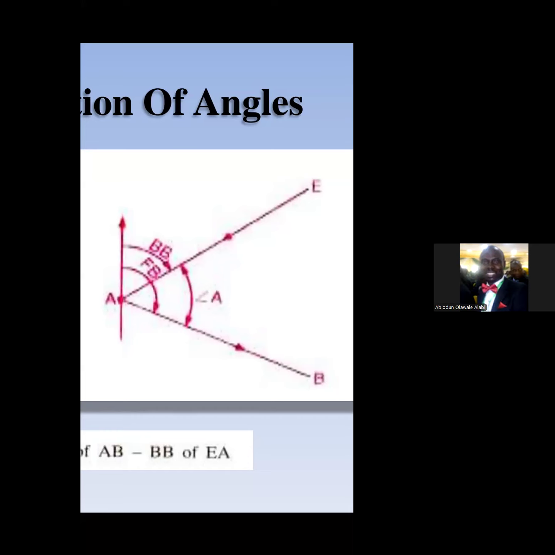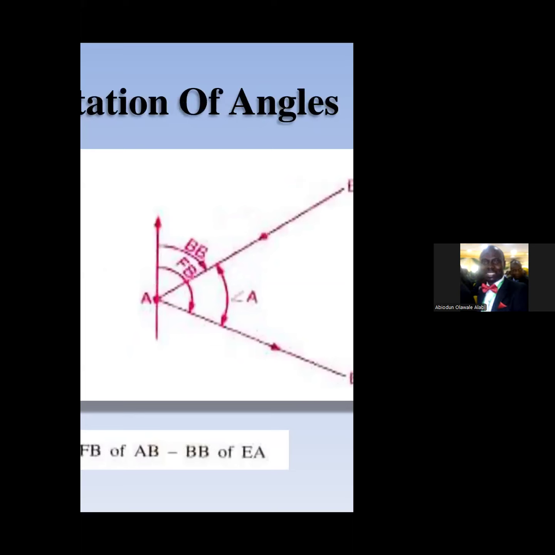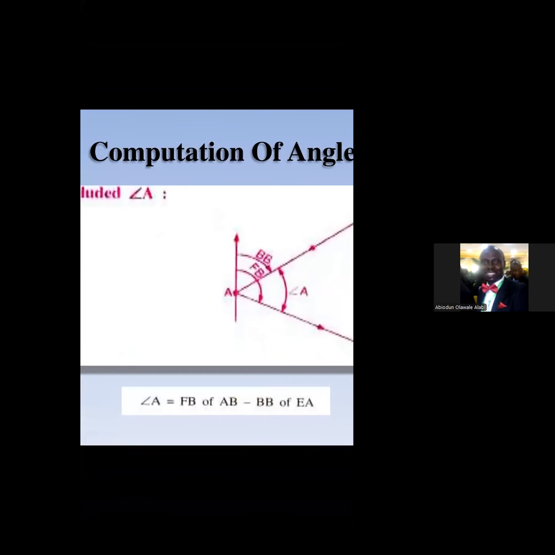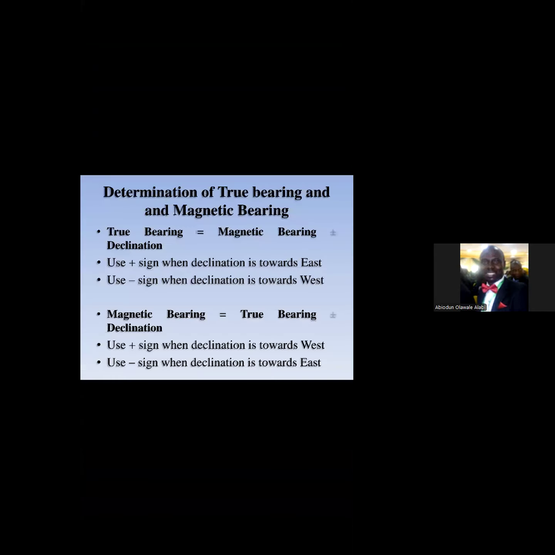So how do we do that? It's quite obvious. How do I get angle A? That will be the bearing of AB minus the bearing of AE. In other words, the forward bearing of AB minus the back bearing, which is bearing AE. That is what gives you angle A. And that is what is explained here, mathematically expressed, as you can see. Let me zoom. I hope you can see.